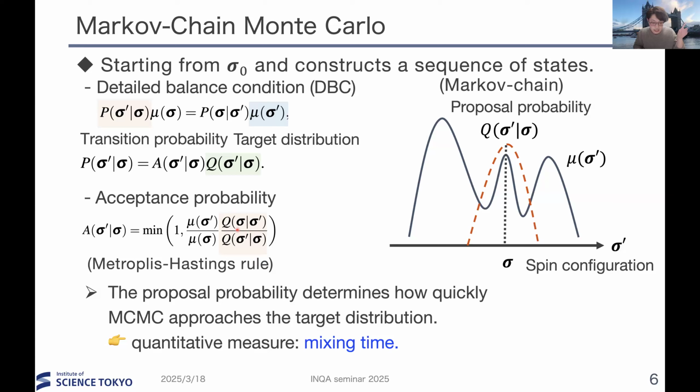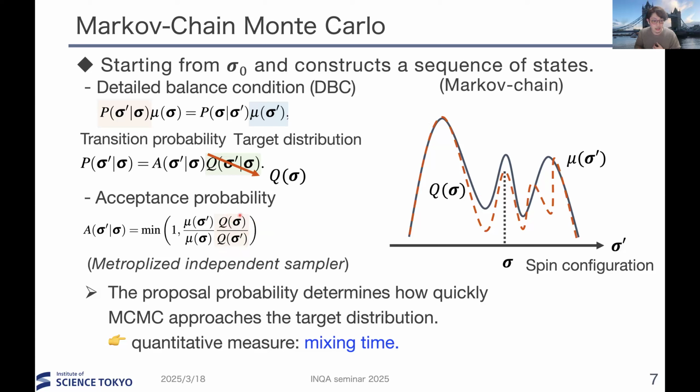In this case, the proposal probability is conditioned by the previous solution, or current solution. We can also make the proposal distribution not conditioned by the current solution like this. This is called the Metropolis independent sampler. If the proposal distribution Q is similar to the target one, the acceptance probability approaches 1. So this is an efficient Markov chain.